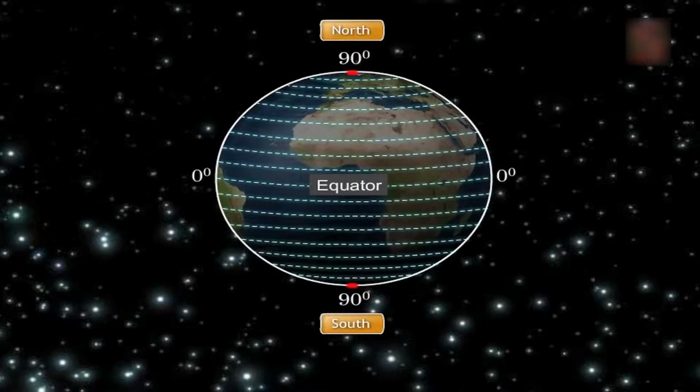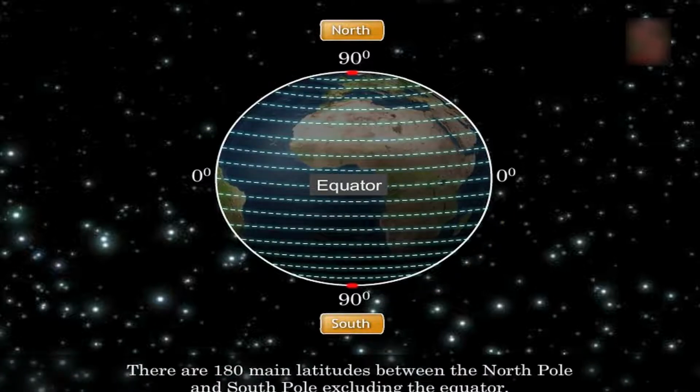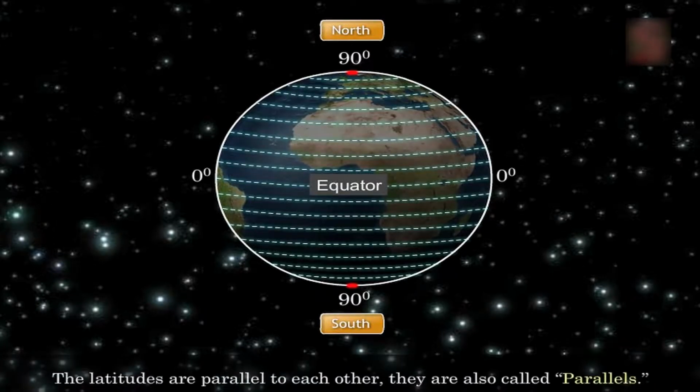The values of the latitudes range from 0 degrees to 90 degrees north at the North Pole and 90 degrees south at the South Pole. There are 180 main latitudes between the North Pole and South Pole, excluding the equator. As the latitudes are parallel to each other, they are also called parallels. All the latitudes must be designated with their respective directions. N stands for north, S stands for south, but there is no north or south for the equator.